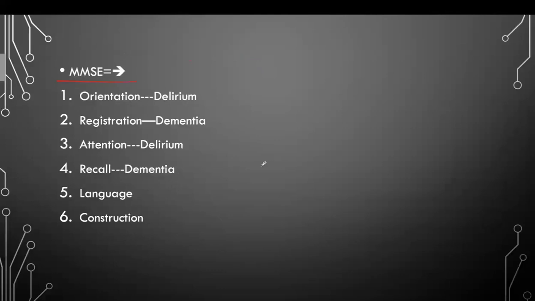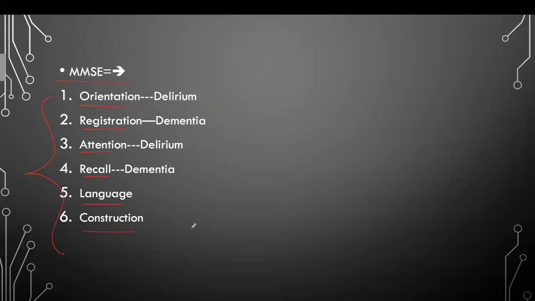So when we do the MMSE, we look for these six things. You don't need to know how to do this, but just remember these are the six specific things that we look for. One is orientation, second, registration, attention, recall, language, and construction. So we ask lots of questions to the patient, and the patient answers those questions, and we give them a score.